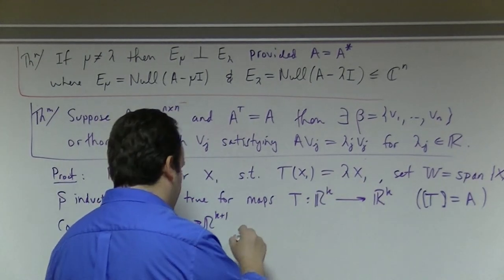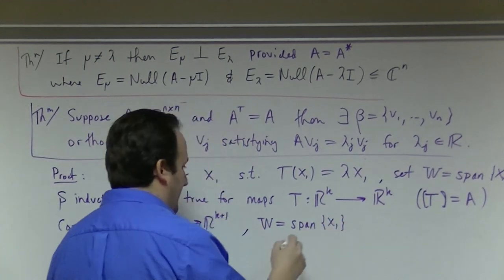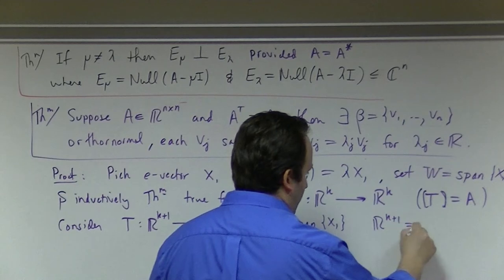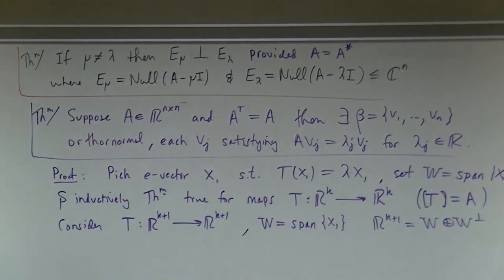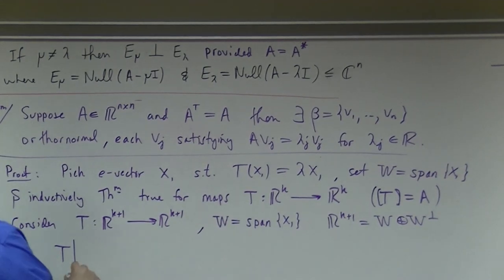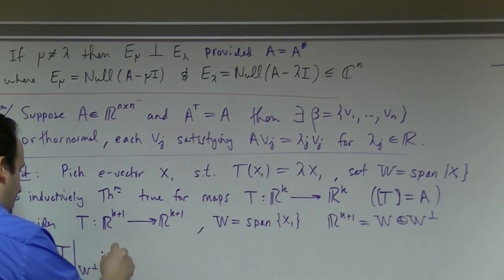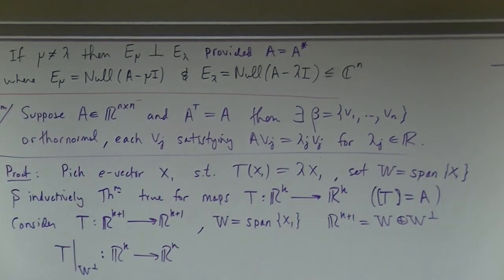You pick an eigenvector like I said there, so W is the span of x1, where x1 is an eigenvector, and then you have Rk plus 1 is W direct sum W perp. Essentially the argument is this: if you take T and restrict it to W perp, then this can be viewed as a mapping from Rk to Rk. So the question is, is it reasonable to view T, a symmetric matrix, as restricting to W perp?